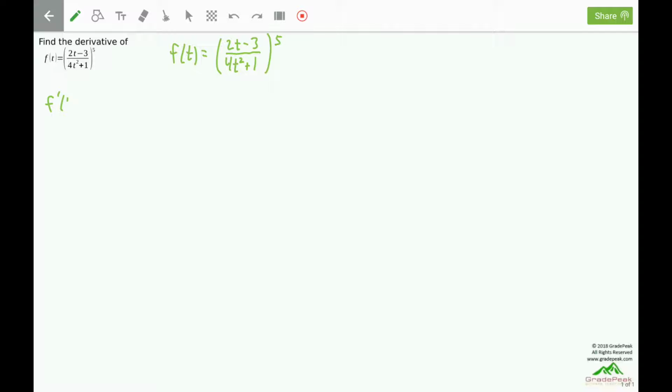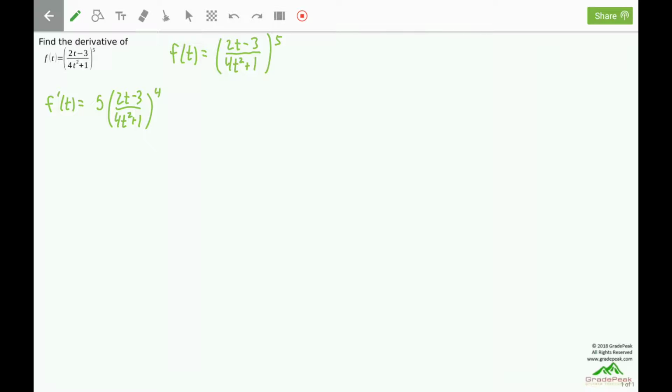That's the order in how to take the derivative. You start with the outermost function, that's the 5th power. We bring the 5 down. We always leave the inside alone. We subtract 1 from the power, that'll be the 4th power. And now we multiply by the derivative of the inside for the chain rule.